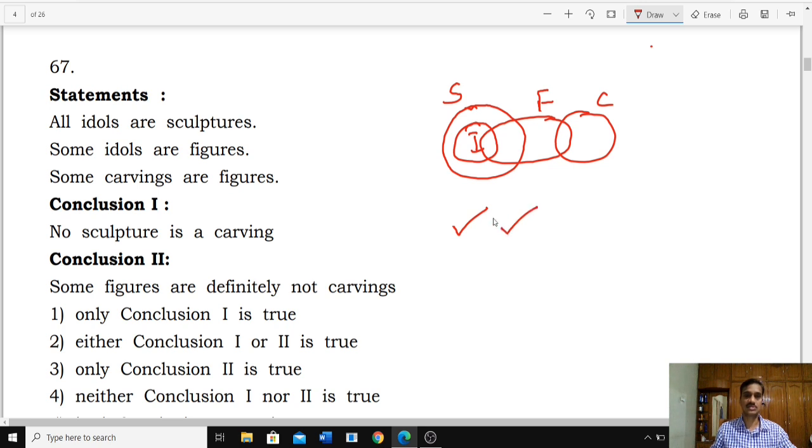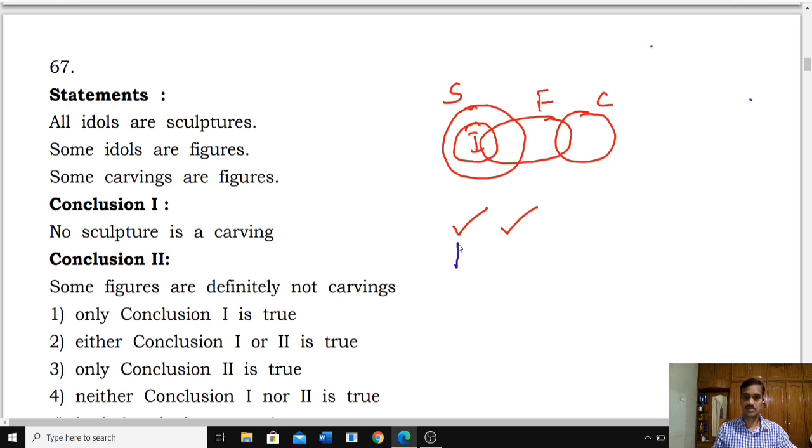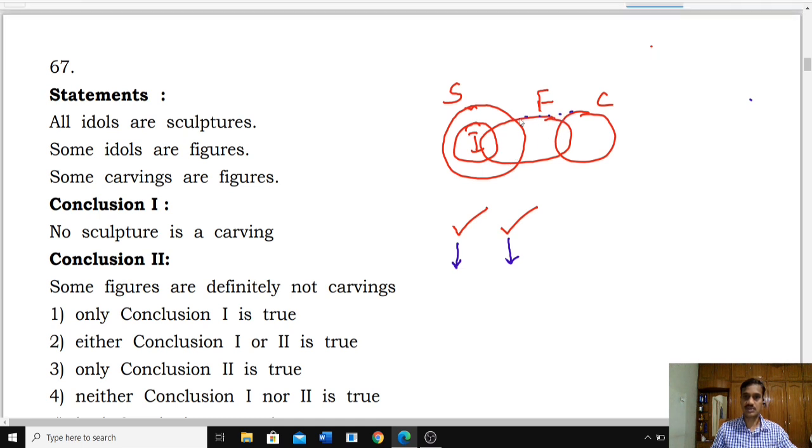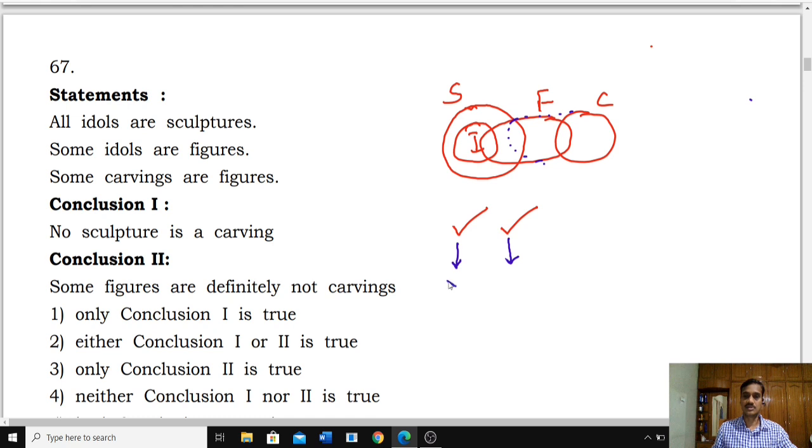Hence two conclusions are there. Both these conclusions are negative conclusions, and the negative conclusions are true from the basic diagram, isn't it? As they were true from the basic diagram, now we need to check whether they are 100% true or not. In order to do that, we need to go for an alternate diagram. No sculpture is a carving means some of the sculptures are carving. Tell me whether we can extend this carving like this or not. Yes. Hence the first conclusion will be false because the alternate diagram has proven the previous negative conclusion false.